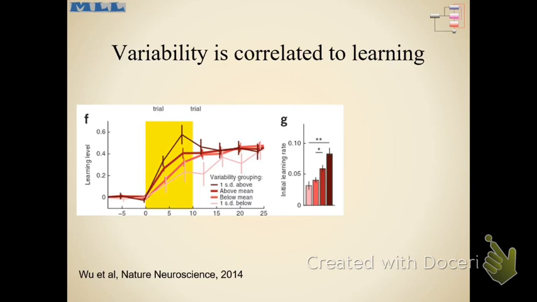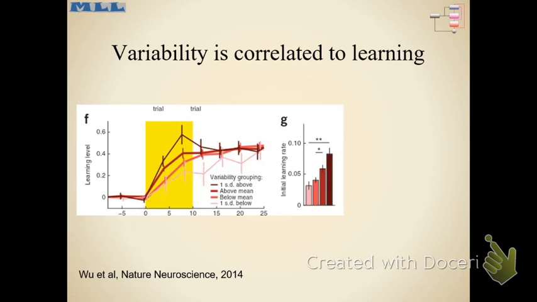And this goes back to the idea that we had before of variability being decomposable into different components. And that's a really important thing to think about all the time. And so if you group your subjects according to how variable they are in the baseline, you see that the subjects who are more variable learn faster. See learning level here? There's the more variable group learning faster than the less variable group.